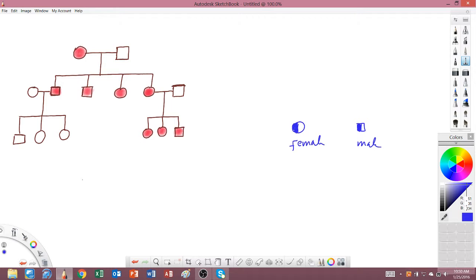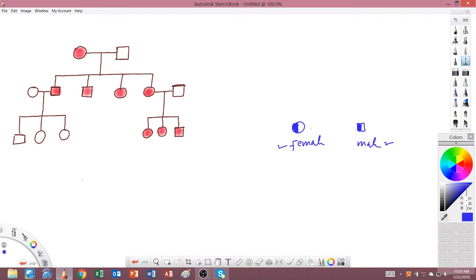So number one, circle, female. Square, male. Completely shaded, square or circle, whichever one, means affected. Partially shaded, half, means carrier. Non-shaded means normal. But again, it depends. Not everybody will give you half shaded, so sometimes you don't know if it's a carrier or not.